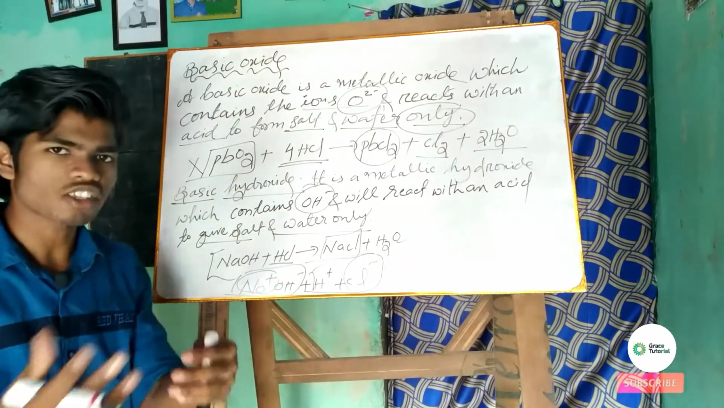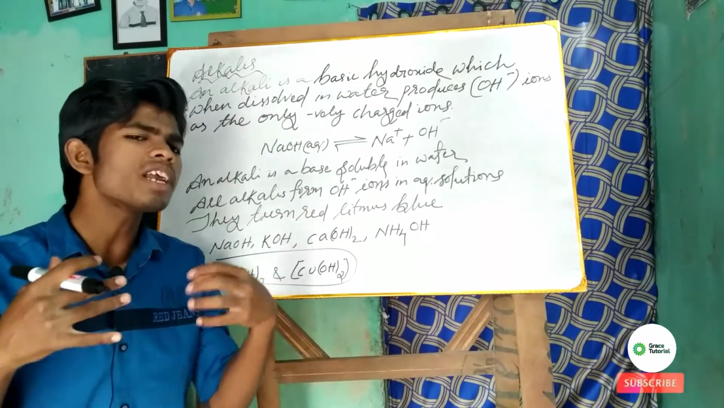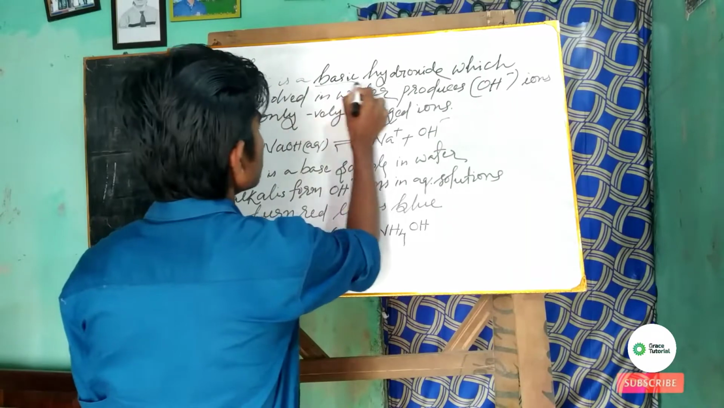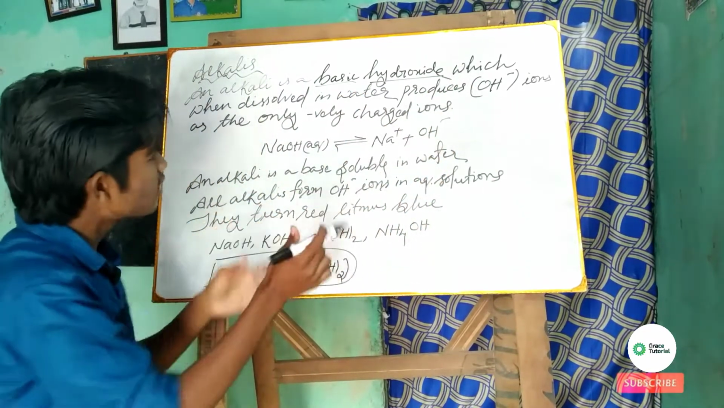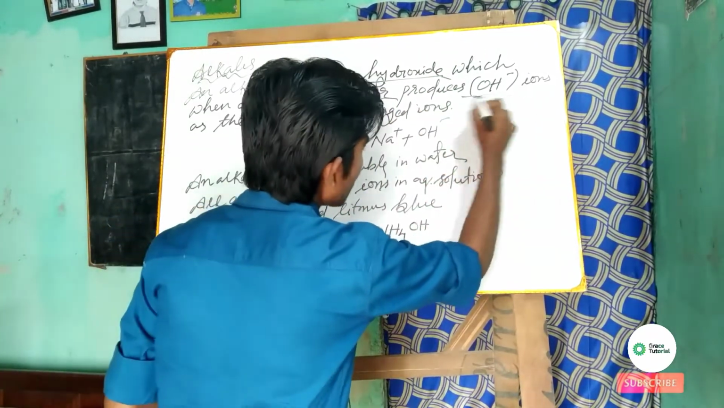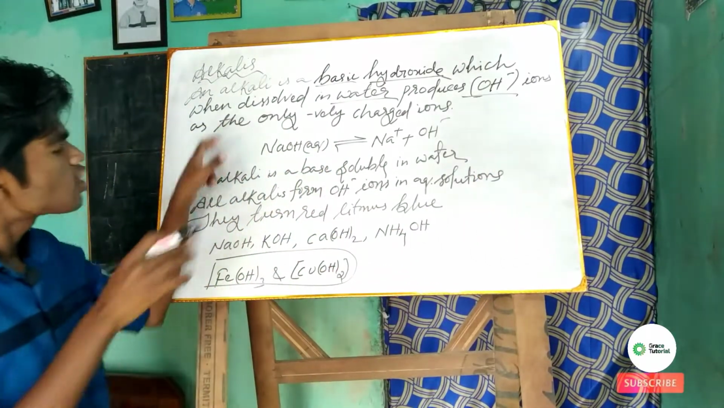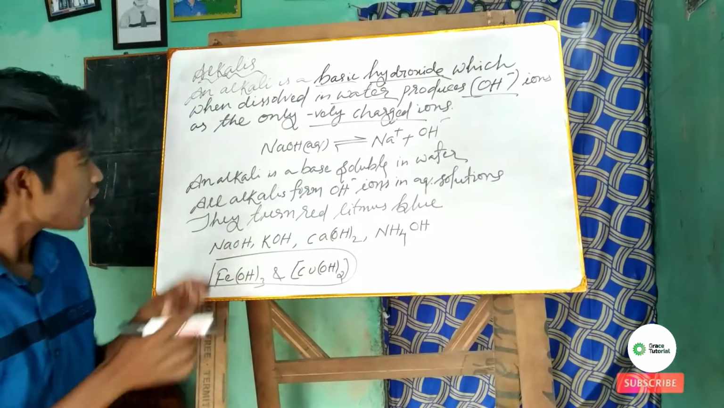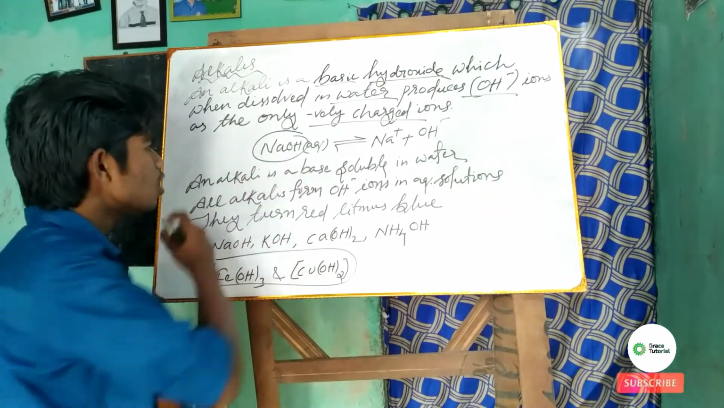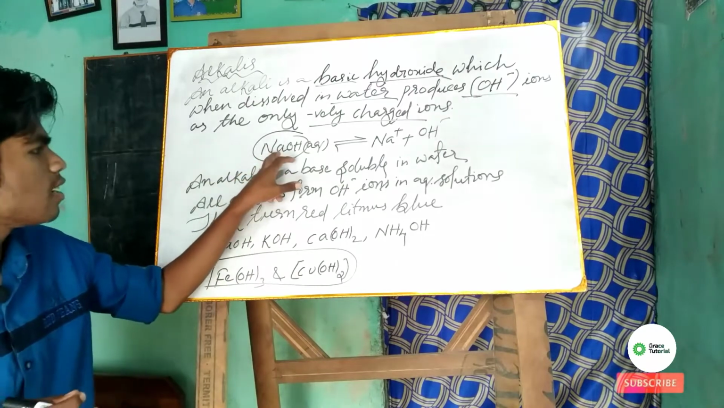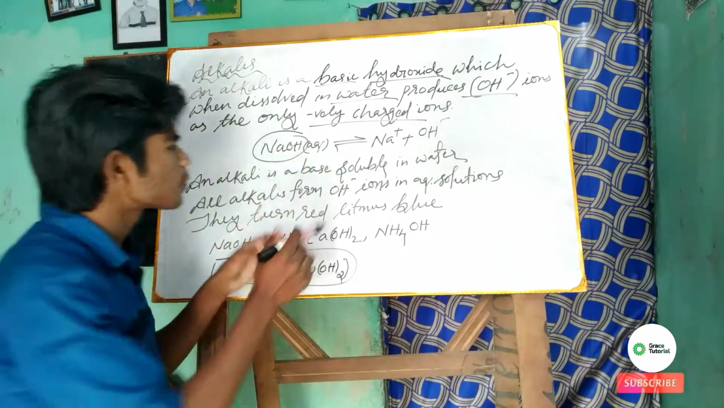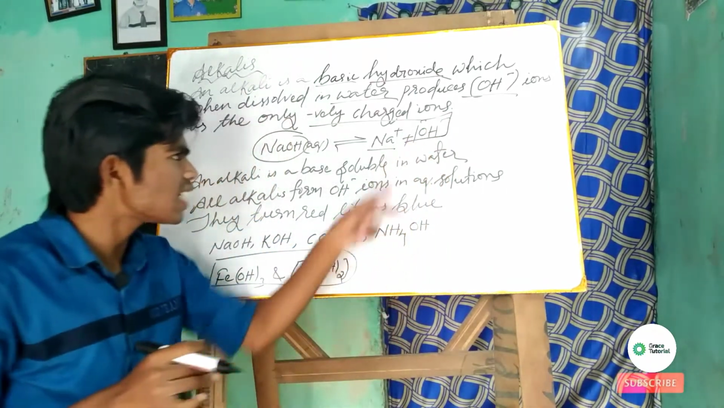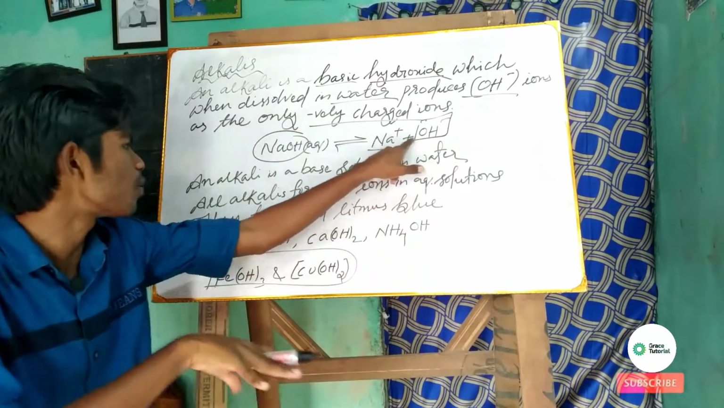Now we'll move on to the next one. So what do you mean by alkali? An alkali is a basic hydroxide which, when dissolved in water, produces hydroxyl ions as the only negatively charged ions. For example, when sodium hydroxide is dissolved in the water, it dissociates to give Na plus as well as OH minus. That means the hydroxyl ion is released from here.